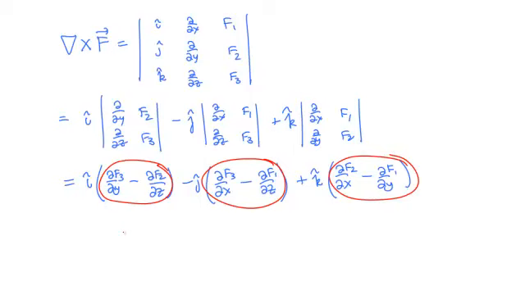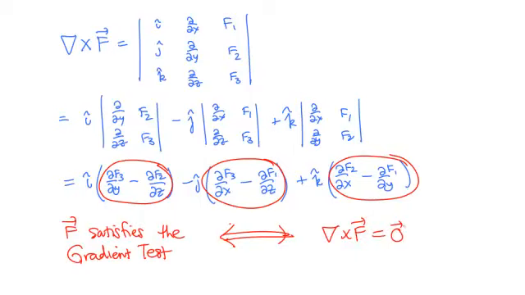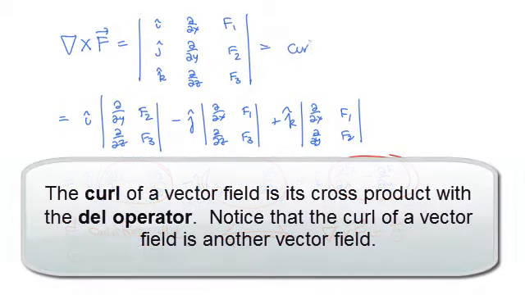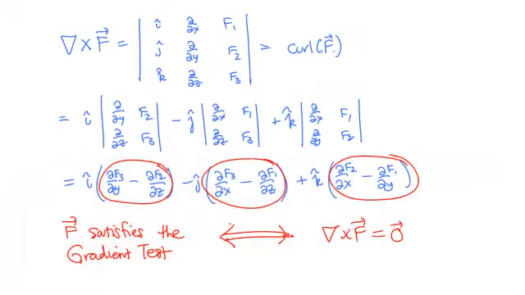So we've actually just shown that a vector field f satisfies the gradient test if and only if the del operator crossed with f is equal to 0. By virtue of this property alone, this particular operator cross product is pretty useful, but it has a number of other physics applications as well. This particular expression is sometimes called the curl of f. And so we've just shown that f satisfies the gradient test if and only if its curl is equal to 0.